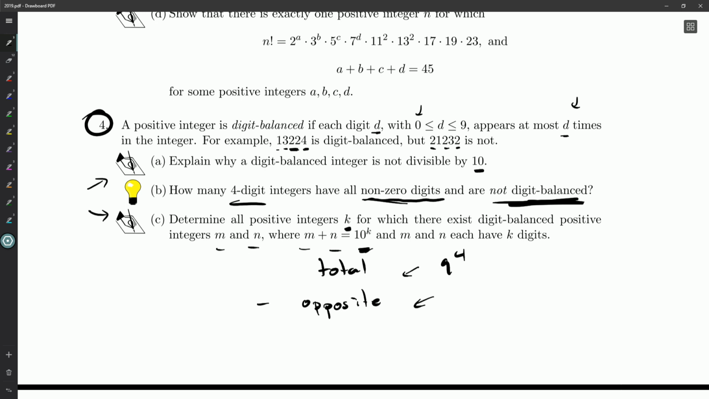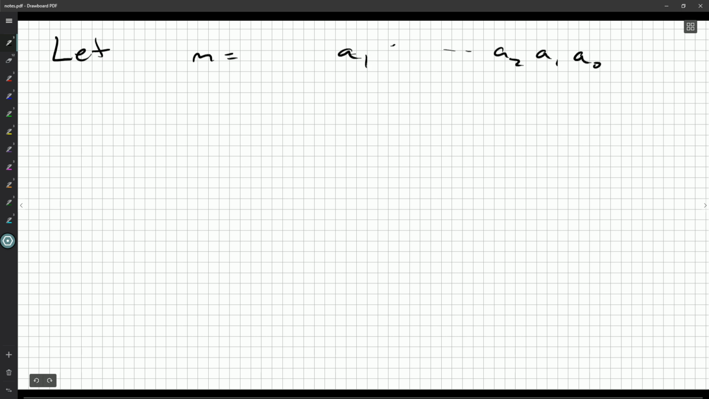Well, how do we make... I think we're going to have to look at the individual digits. And the only thing I really know is that m plus n is 10 to the k, and they're telling me they're k digits long. So maybe we could start off by saying, let m equal... I guess we should probably start at the end. A0, A1, for the 10 to the 1's digit and 10 to the 2's digit and so on, all the way up to A k minus 1, because they want k digits.